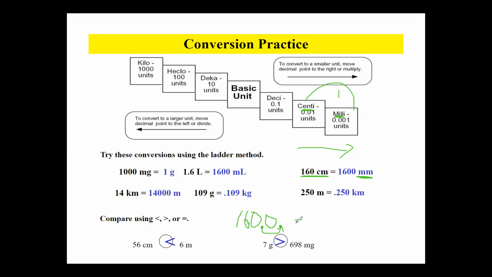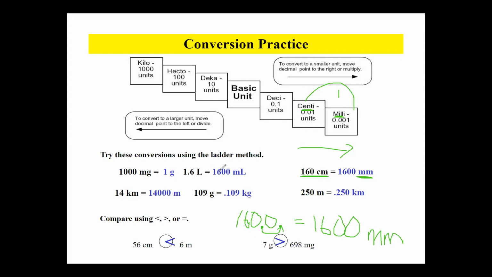So now we started off with 160 centimeters, and by jumping that decimal one spot to the right and filling in that blank space with the 0, we end up with 1,600 millimeters. Okay, so wherever we move the decimal and there's not a number there, we just place a 0 in each spot that needs to be filled. Yeah, exactly.